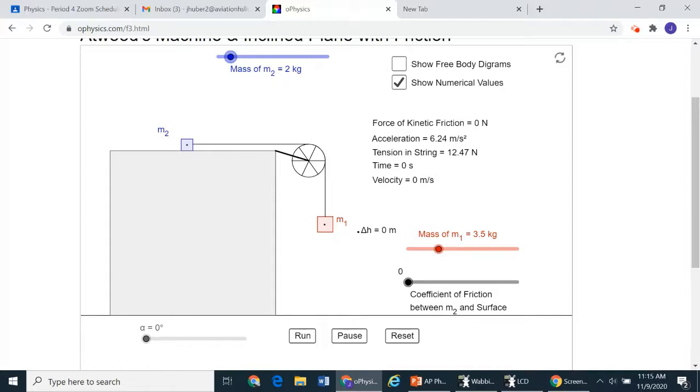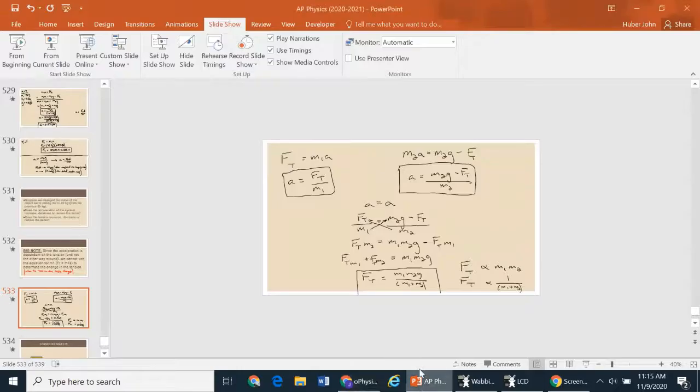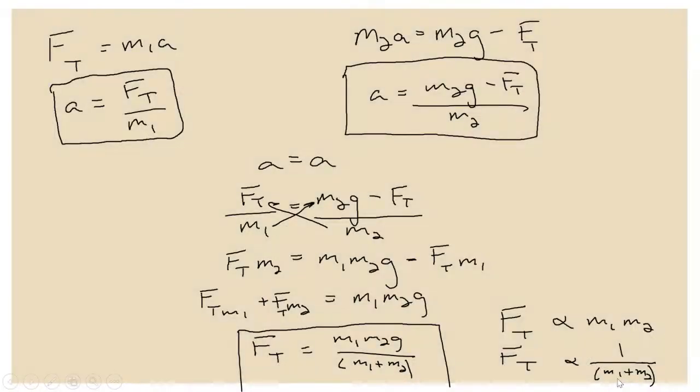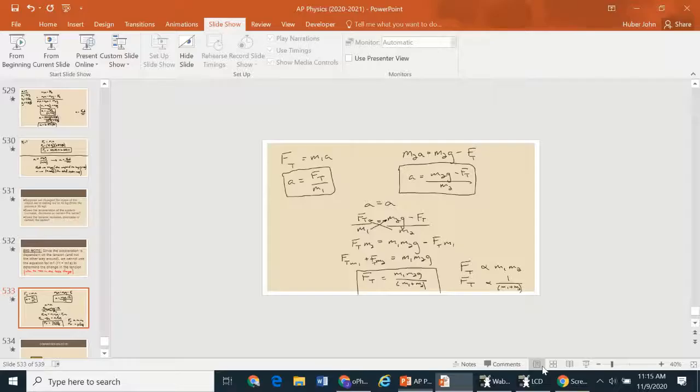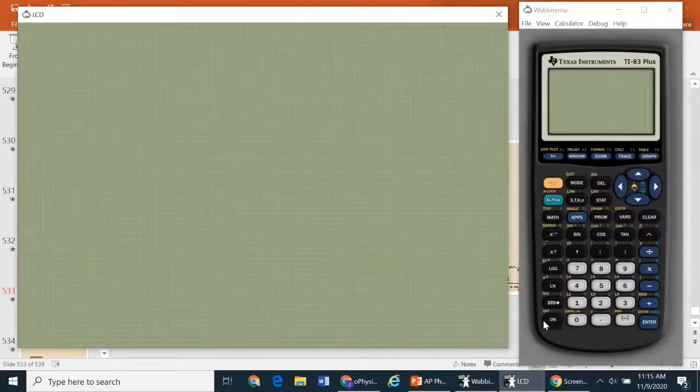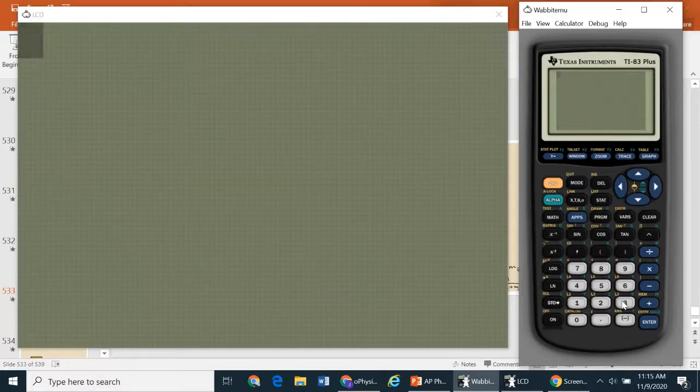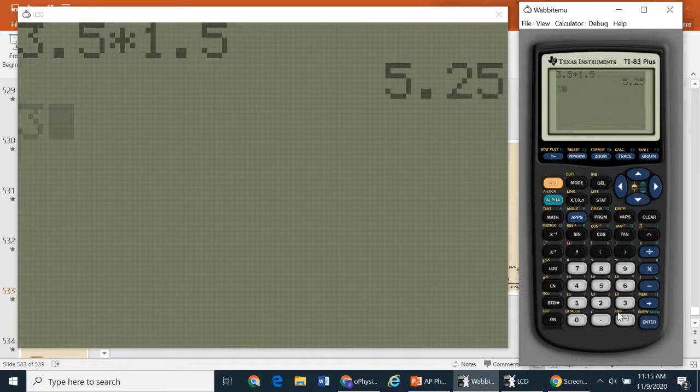The question here is, how can we use an equation to confirm that? Well, according to the equation, the tension is directly proportional to the product of the masses and inversely proportional to the sum of the masses. So let's look at the product first. In the beginning, the masses we had were 3.5 and 1.5. So 3.5 times 1.5 happens to be 5.25.